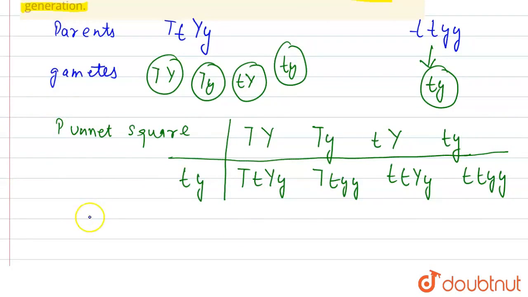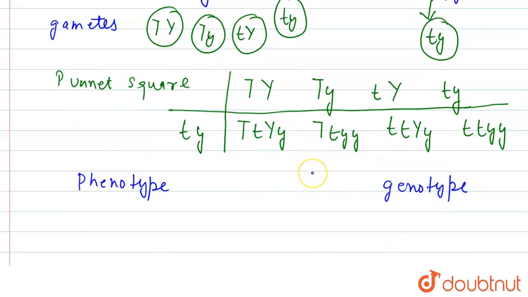Now we have to tell about the phenotypic and the genotypic ratio, right? Phenotype, and we have to talk about the genotype here. So if we talk about the genotype here, we get 4 types of genotype, right? How many types of genotype are there? 4 types of genotype are there. We could see they are entirely different from each other, right?